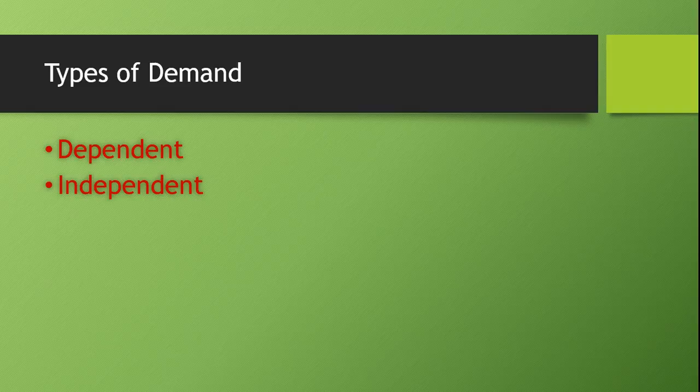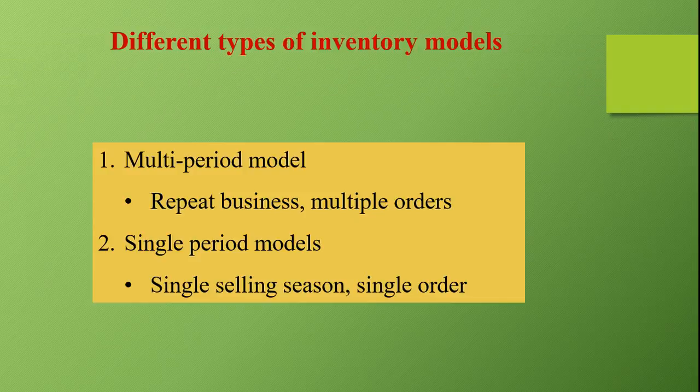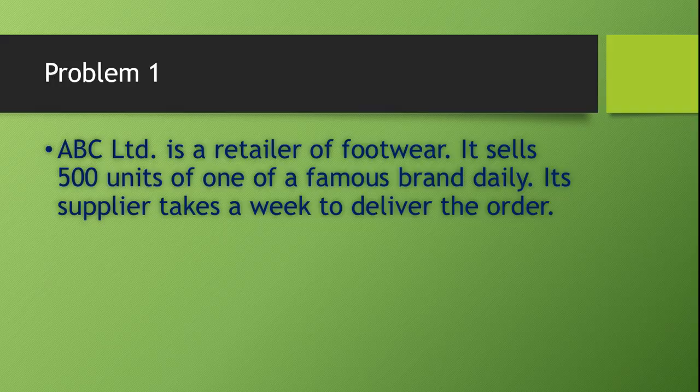We also covered two types of demand. So let us first come to the same problem that we discussed in the class: in a multi-period model, how are we going to calculate when to order and how much to order. There is a simple formula for this: we multiply the daily use by lead time, and then if there is a requirement for a safety stock, we add the safety stock. Whenever the stock reaches this level, the company has to order the new lot, the new set of materials.